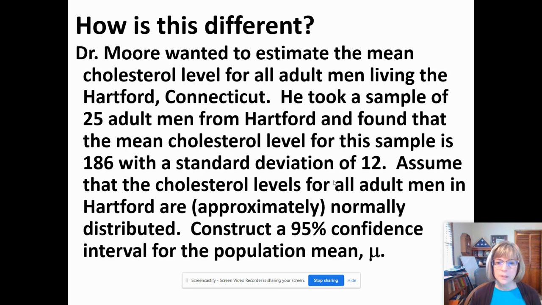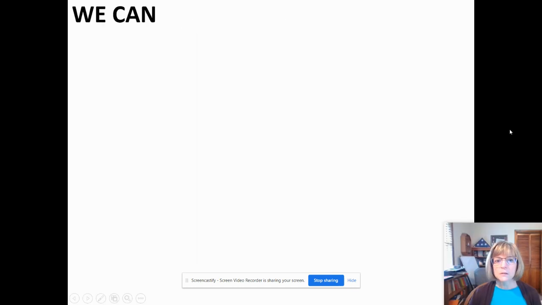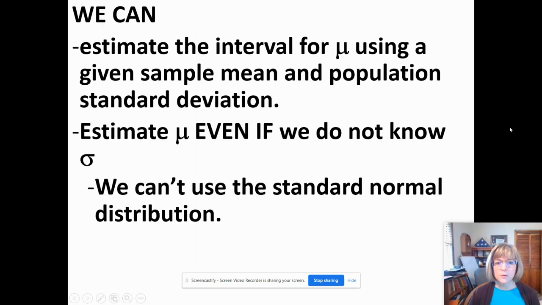Now, how do I know it's not a population standard deviation? Well, for one, the word population is not listed there. It does not say population standard deviation. Secondly, grammatically speaking, the phrase "with a standard deviation of 12" indicates that that standard deviation belongs to the sample. So we can still find this interval, but we can't use our standard normal distribution.